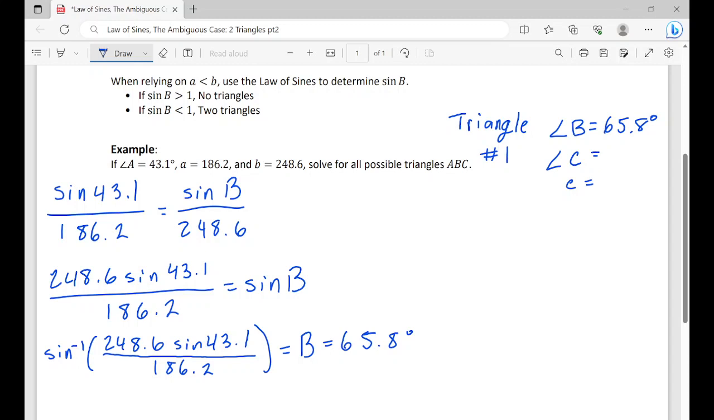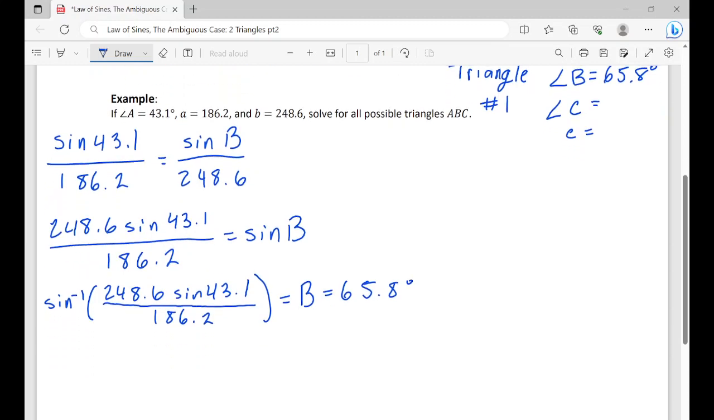Now we still need to find angle C and side C. Angle C is fairly easy to find because we already know what B is and we know what A is. So angle C is just 180 minus 43.1 minus 65.8. And when we do that, we're going to end up with 71.1 degrees. So that is my missing angle here, 71.1 degrees.